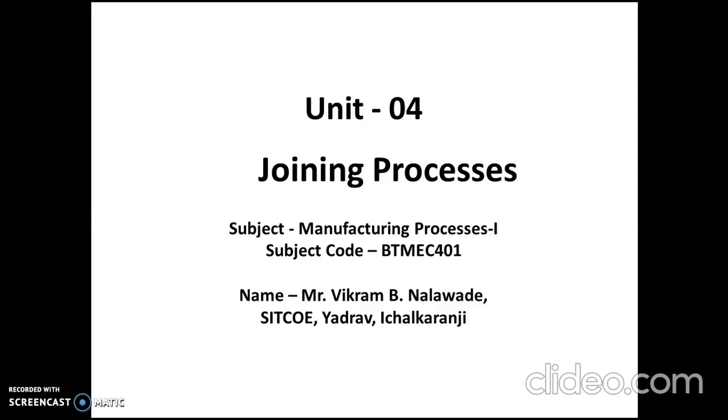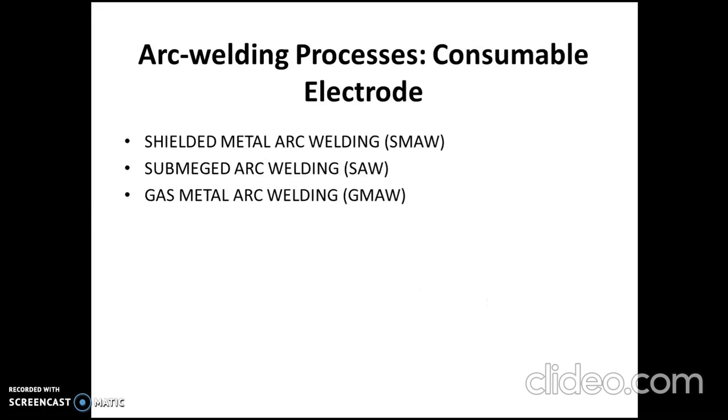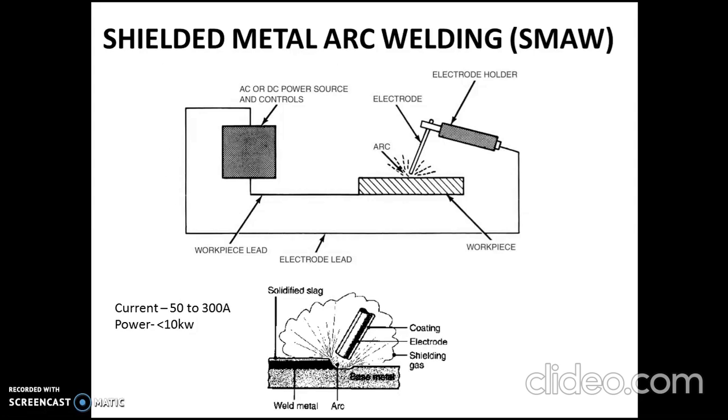In the previous video, we started unit number 4, joining processes, and we covered oxyacetylene gas welding. In today's lecture, we will cover arc welding processes for consumable electrodes, and in this type, we will cover three major types of arc welding processes: shielded metal arc welding, submerged arc welding, and gas metal arc welding. So let's start with the first one, that is the shielded metal arc welding process.